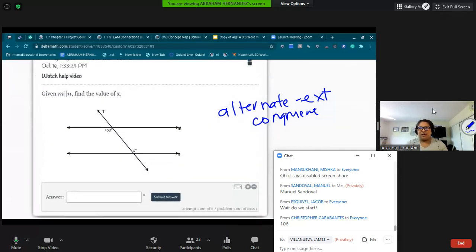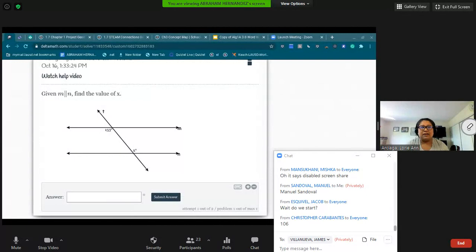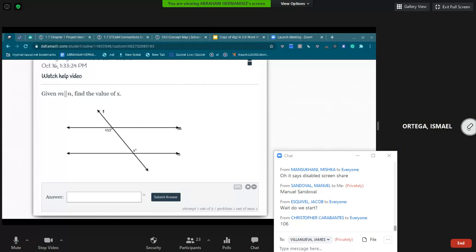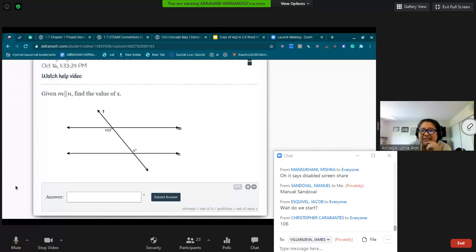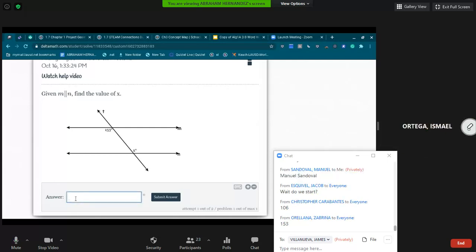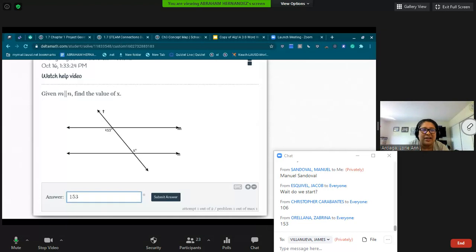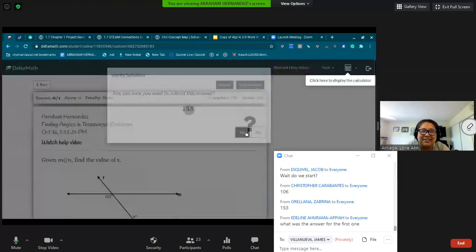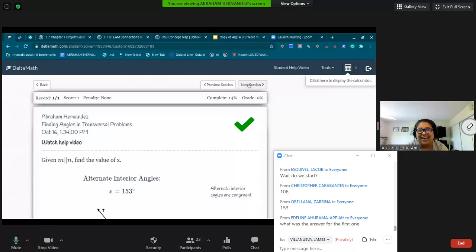I hope you guys can make it work in your devices. Next one. What kind of angles are formed by 153 and X? Alternate interior. Very good, Ismael. So how are they related? They're congruent. Awesome. So what will you put? 153. Good job, Sabrina and Ismael. Go ahead. 153, submit. Nice. Keep going.